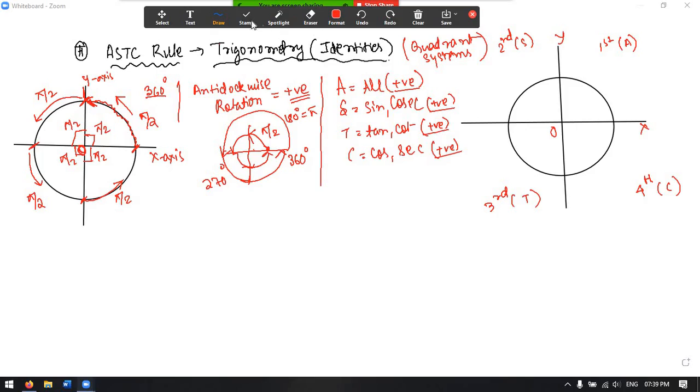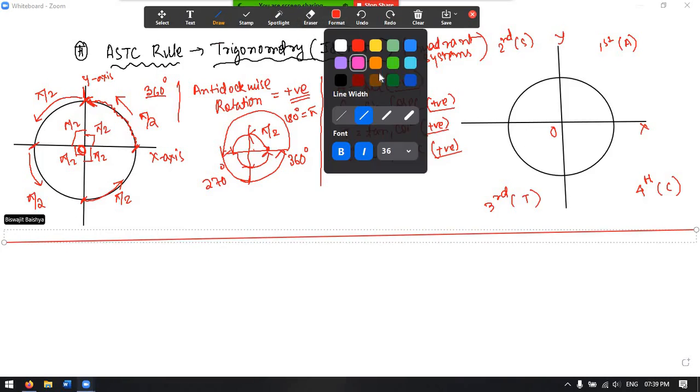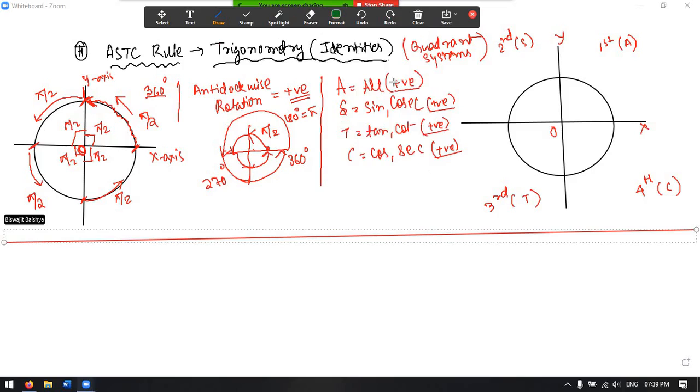Let us now move on to the further part, which is very important for your JEE Mains as well as Advanced. Now we are considering the first quadrant.